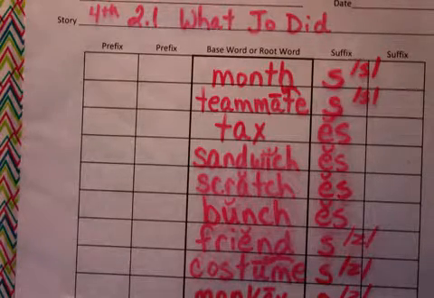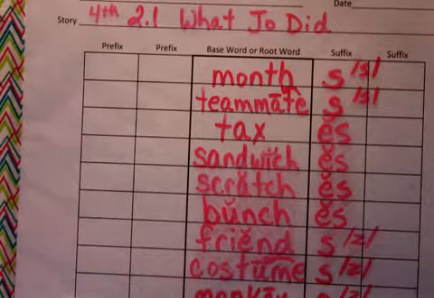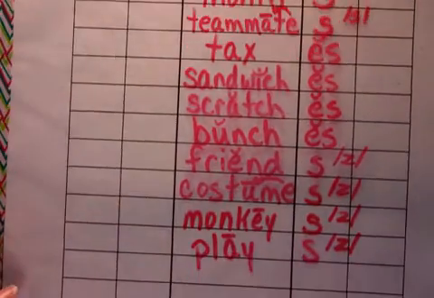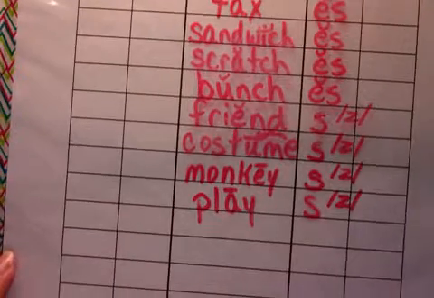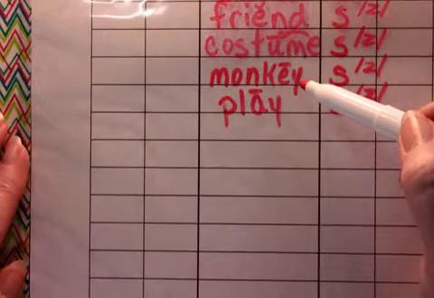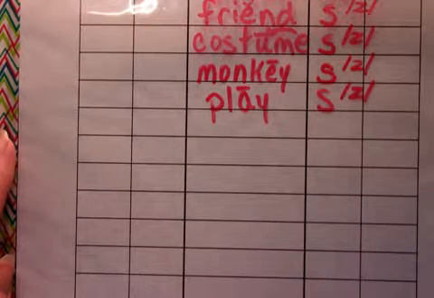Alright guys, let's get started in part 2 of our list. So we worked on the S, the ES, and the S with the Z sound. And then we started with our Ys. So let's keep going with that, with our Ys.